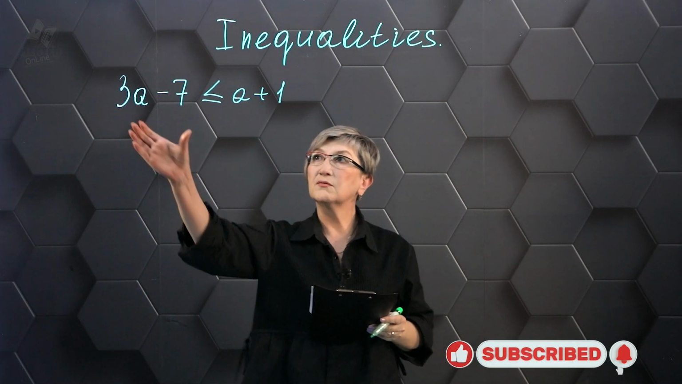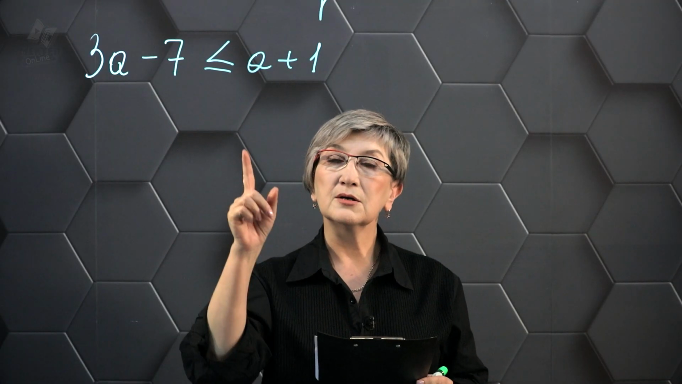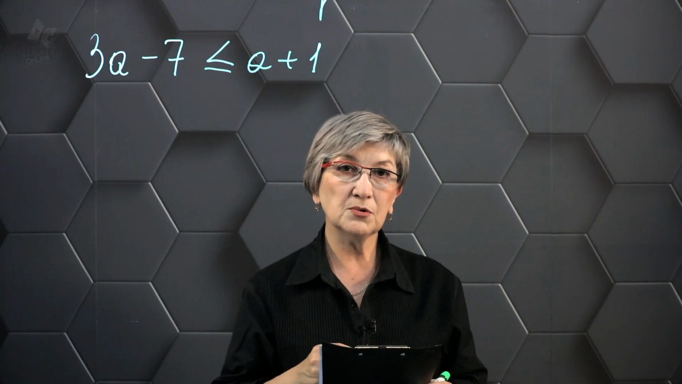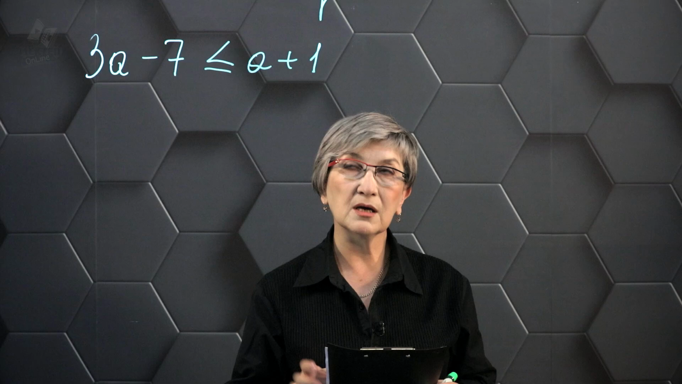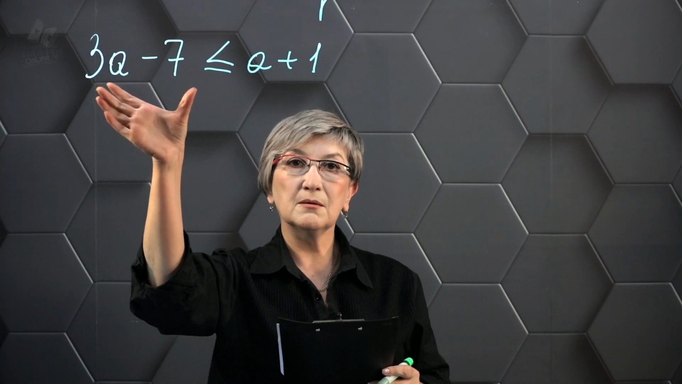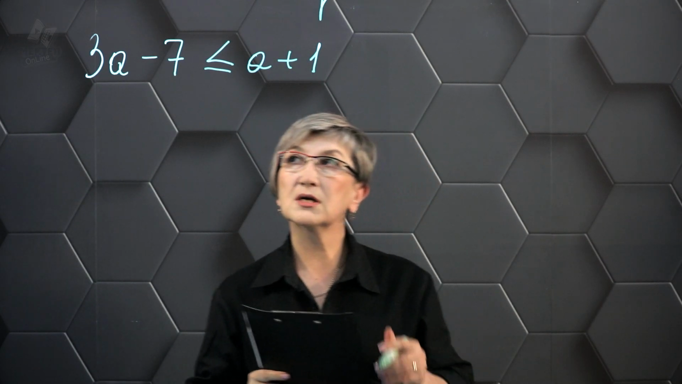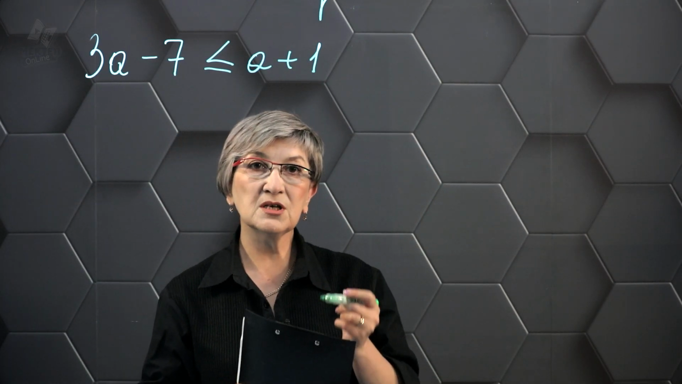We see that in this inequality on the left and on the right we have an expression. How do we solve such inequalities? We use the algorithm we use to solve equations. We ought to write all variables in the left part and numbers in the right part. Let's use the same rules.